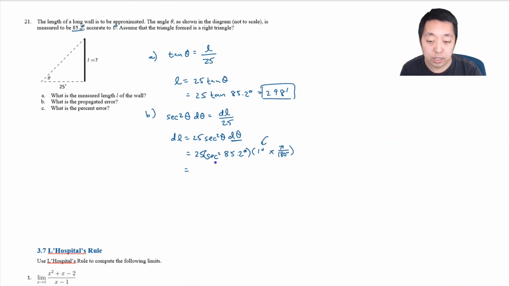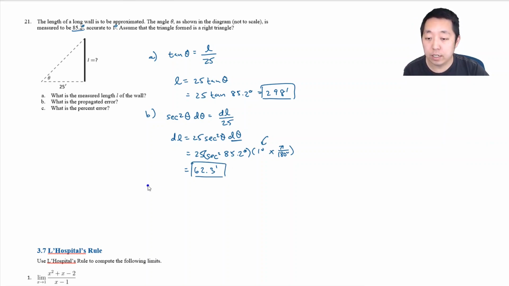And I can't do secant on the calculator. I can do 1 divided by cosine 85.2 squared, and then times pi divided by 180. I get the error is 62.3 feet. Ooh, that's a huge error. Is that right? Let me see. Yeah, looks right to me. 62.3 feet, that's a giant error.